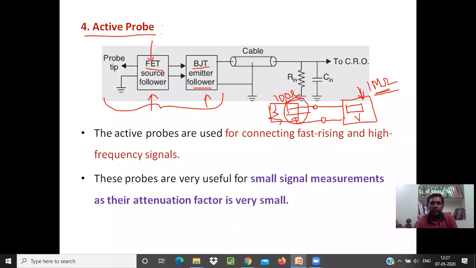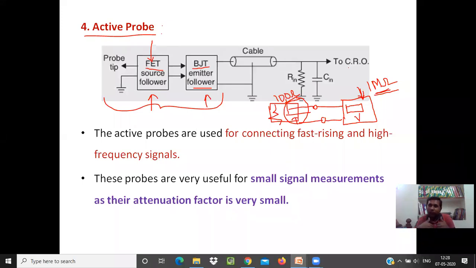So this FET has very high input impedance. If you use this FET at the input side of this probe, then the probe automatically has high input impedance. Once it has high input impedance, if you connect this probe to your circuit, then your circuit function will never get altered. Your circuit function will not be disturbed. Whatever output is there in your circuit, the same output is carried by this probe and connected to the CRO. That is the advantage of high input impedance, right?